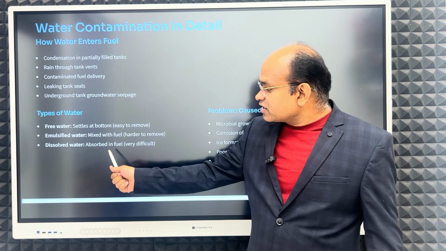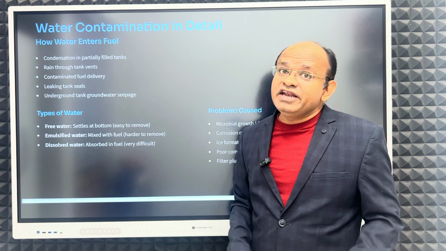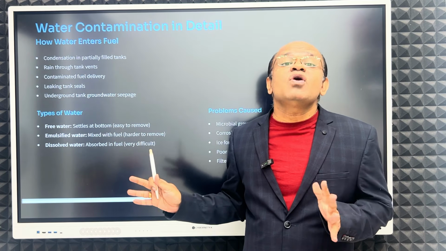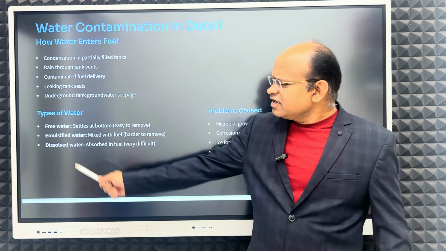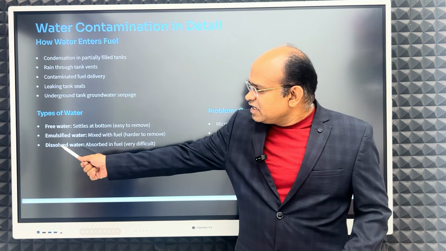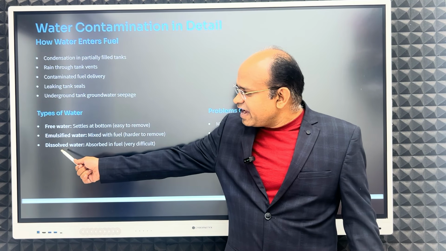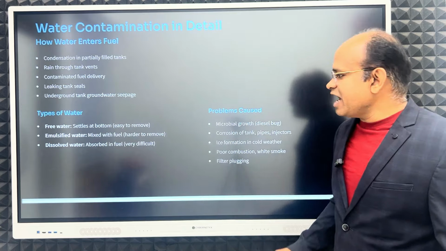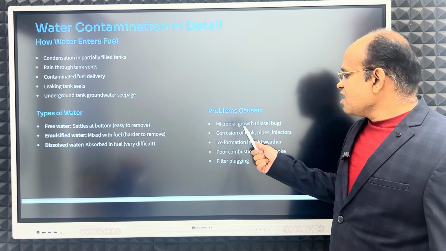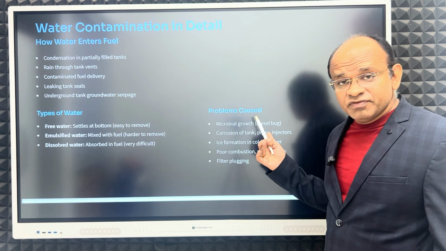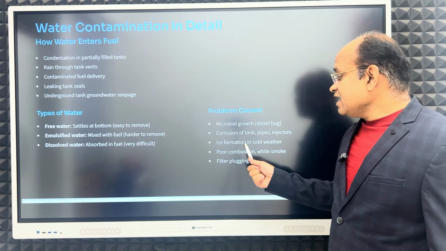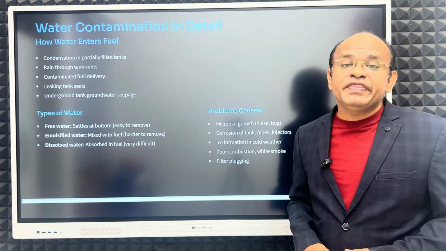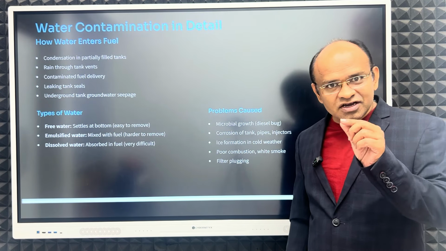Then dissolved water absorbed in fuel, very difficult. It is dissolved. So these are three types of water. Free water is easy. Emulsified and dissolved, we will see how to remove that. It is difficult. Problems caused: microbial growth, diesel bug we have seen, then corrosion of tank, pipes, injectors, then ice formation in cold weather. If weather is cold, water will form ice.